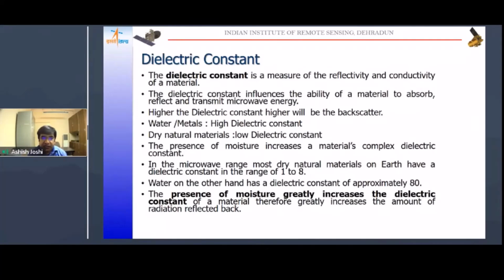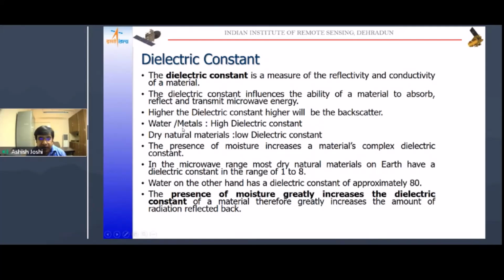Second is the dielectric constant. The dielectric constant is a measure of the reflectivity and the conductivity of the material. It influences the ability of the material to absorb, reflect, and transmit microwave energy. The higher the dielectric constant, the higher the backscatter. So the SAR signal very much depends on the dielectric constant of that material. If the dielectric constant of the material is higher, then we get higher backscatter, meaning the surface will have higher backscatter.